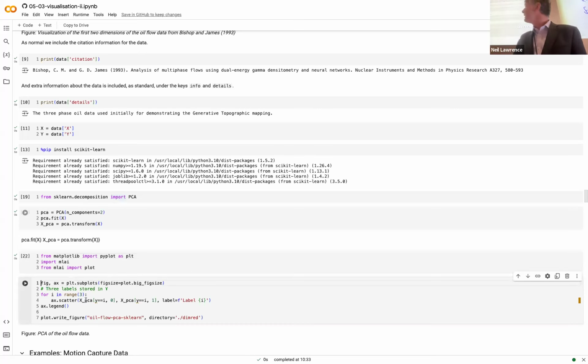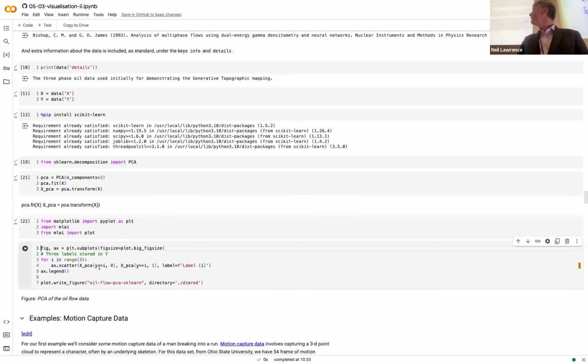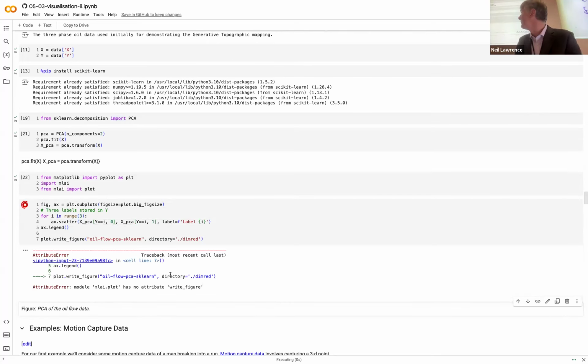And then we can now do a scatter plot of the first principal component against the second. And all I'm doing in this scatter plot, the Y here, which I think should be a capital Y, is the label of the data as defined above. So that's going around 3 times to plot each.